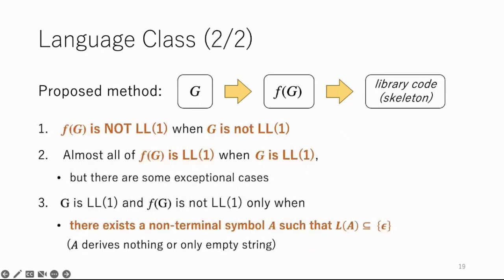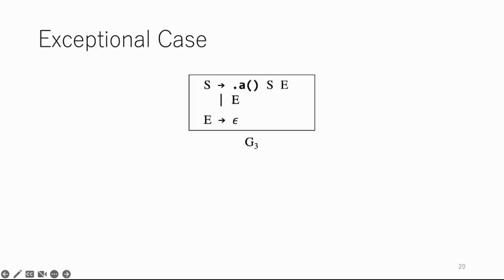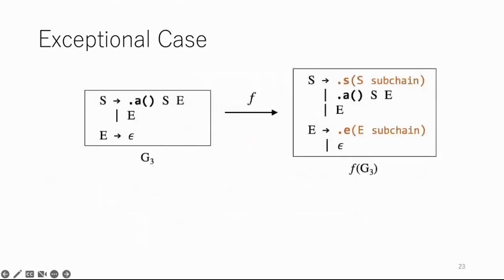We worked on this question and we found some results. First, if G is not LL1, then G' is not LL1. And if G is LL1, G' is usually LL1, but there are some exceptional cases. And all exceptional cases appear only when there exists a non-terminal symbol such that it produces nothing or only the empty string. I want to show an exceptional case, but there is no time, so I skip.